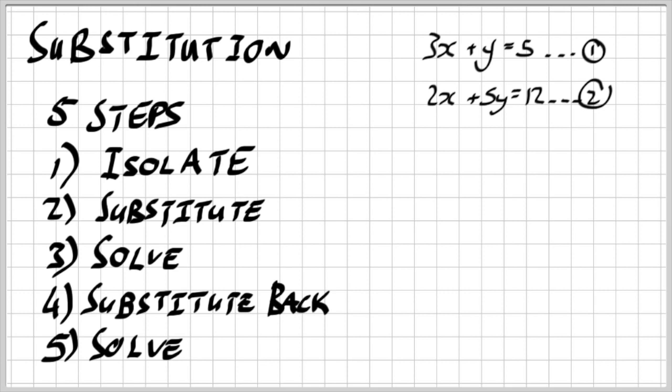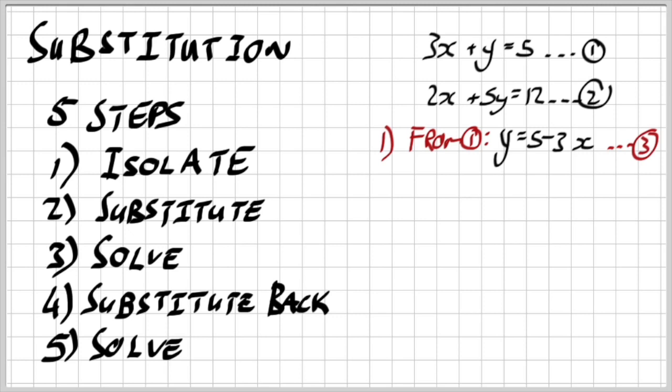So the sum would look like this: 3x plus y equals 5, and 2x plus 5y equals 12. And they tell you solve simultaneously. So let's follow the 5 basic steps. Step 1, isolate. In which of those equations is it easier to get an x or y alone? Definitely the first equation. I'm going to isolate y by transposing that 3x, so by subtracting 3x on both sides. So y is equal to 5 minus 3x.